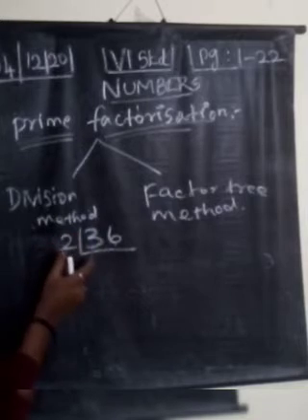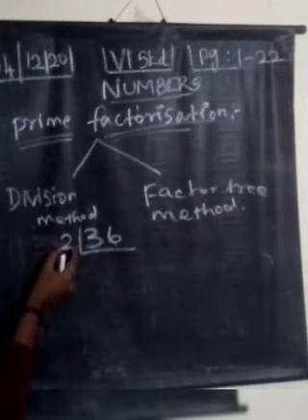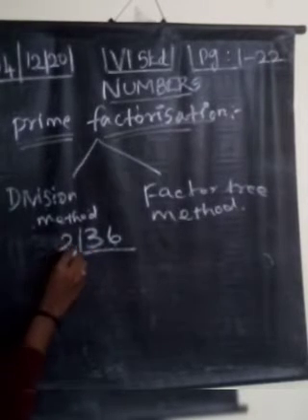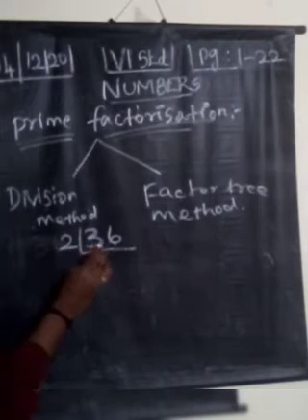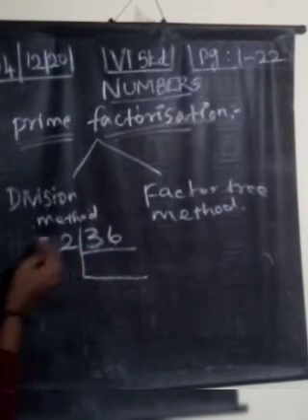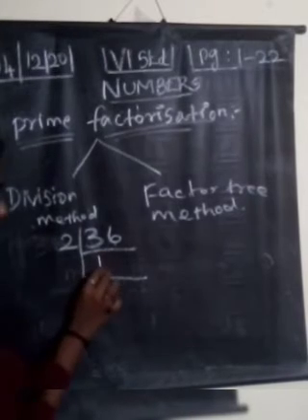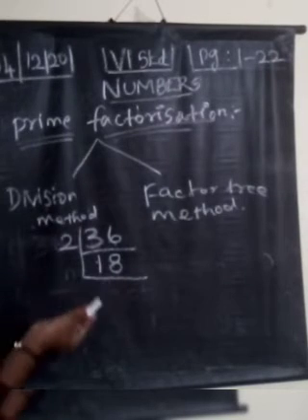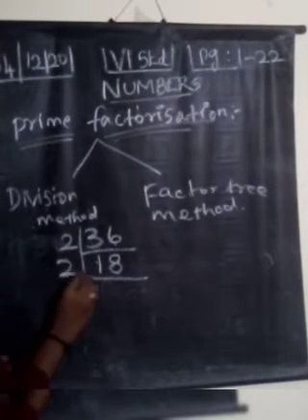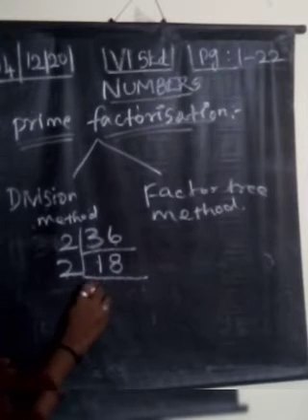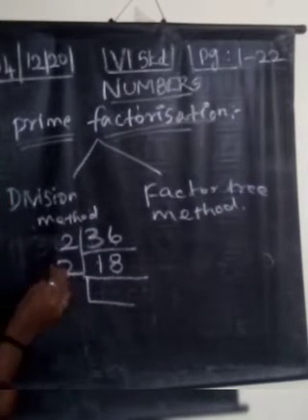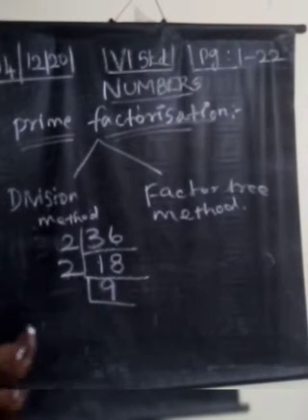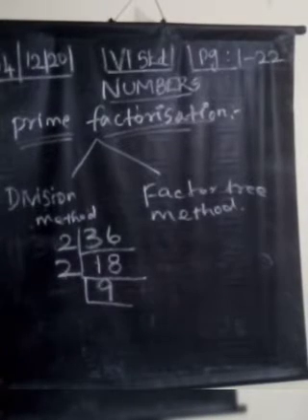First we have to start with the smallest prime number, 2. 36 divided by 2 we get 18. Here 18 is also an even number, which is also divisible by 2. 18 divided by 2, 9 twos are 18. So here 9 is an odd number, which is not divisible by 2.